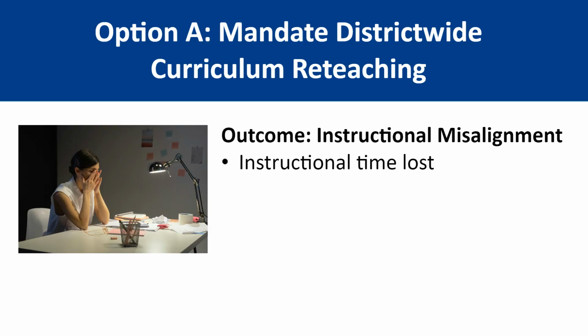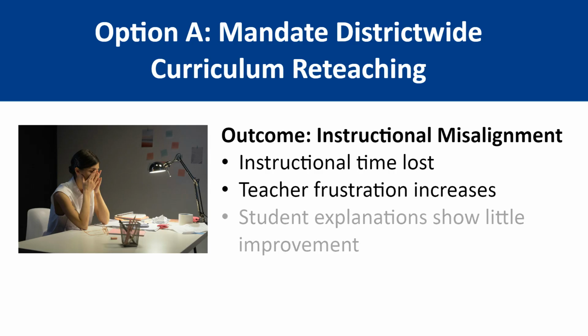As instructional time is lost, teacher frustration increases. Educators may feel that the decision does not reflect what they are seeing in their classrooms or the specific needs revealed by the data. Most importantly, student explanations show little improvement. Because the instructional action was not aligned to the identified learning need, students continue to struggle with explaining their thinking, even after reteaching. This outcome highlights an important leadership lesson. When decisions prioritize urgency over evidence, instructional misalignment can occur, limiting the impact on student learning.